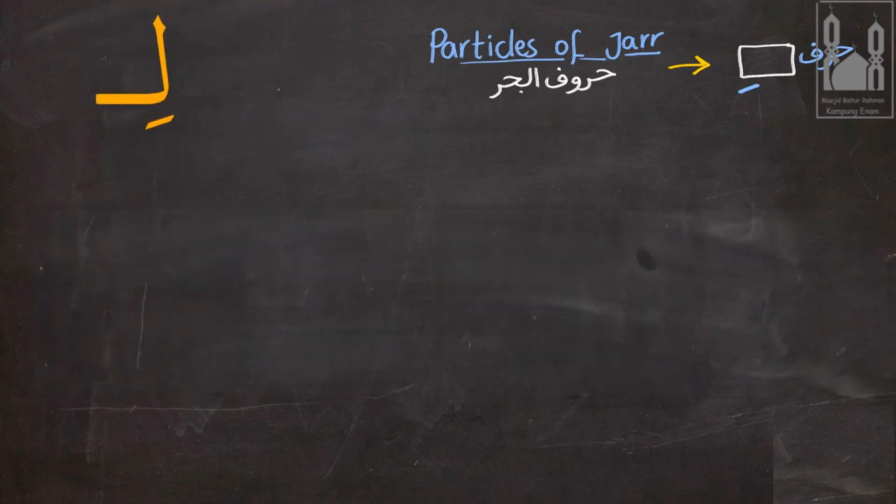And the last particle of this group is li. And this particle means to or for. And we see it used with these meanings in these examples.